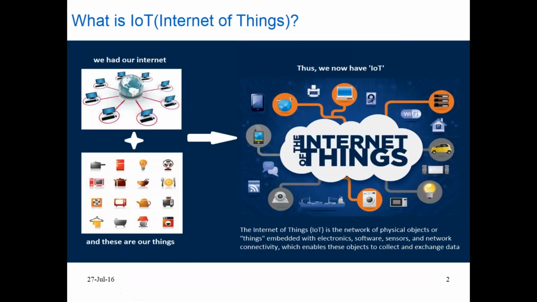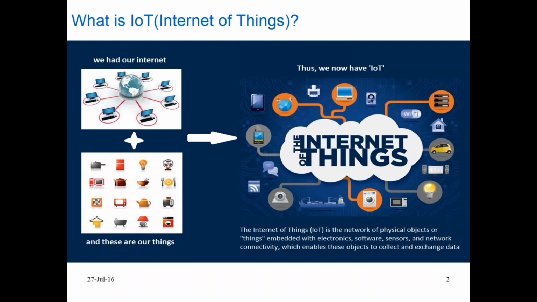Let's start with the basic introduction. What is Internet of Things? We know the Internet has been around this world for a couple of decades or more. By Internet, we mean connecting computers together for sharing data, for sharing information, and to interact with people around the world. This is how the Internet began.